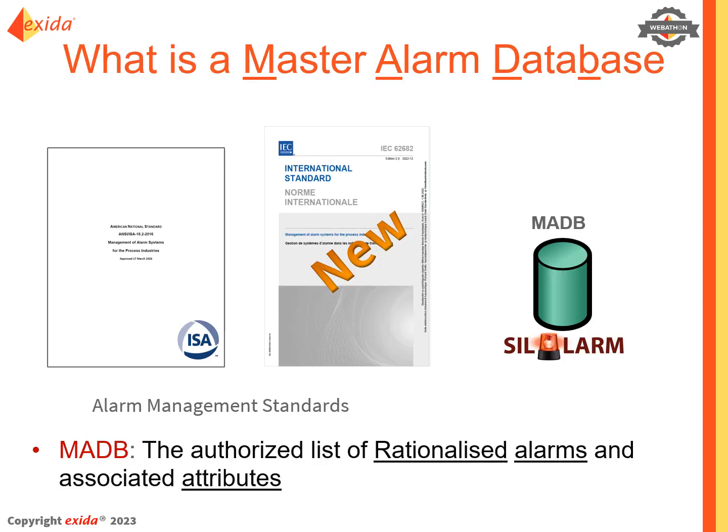There are two standards which are relevant to alarm rationalization, and they are ANSI 18.2, which was updated in 2016, and IEC 62682, whose new version came out last year in 2022. Both of those standards incorporate the guidelines that are in EEMUA 191. Both of those standards define a master alarm database as an authorized list of rationalized alarms and associated attributes. And we will be discussing rationalization soon.